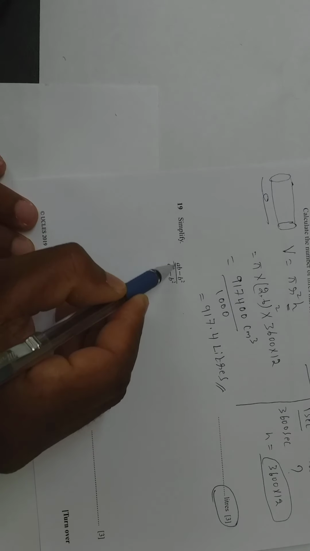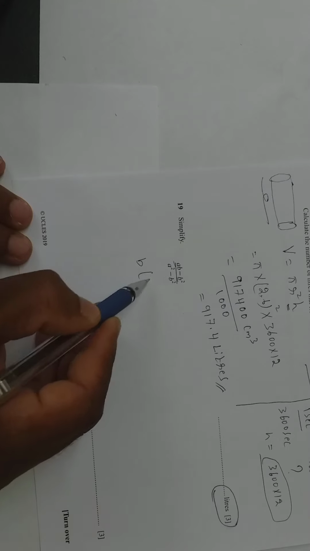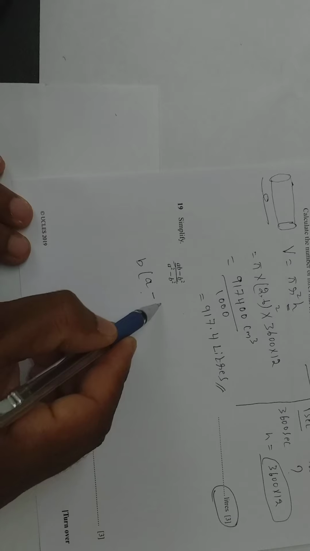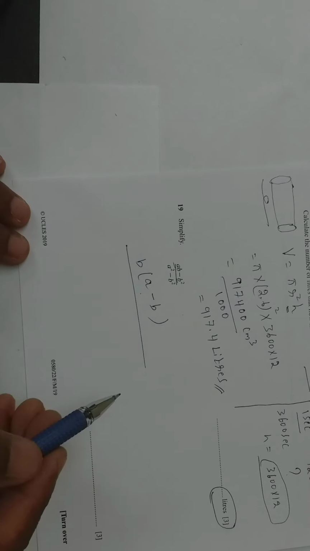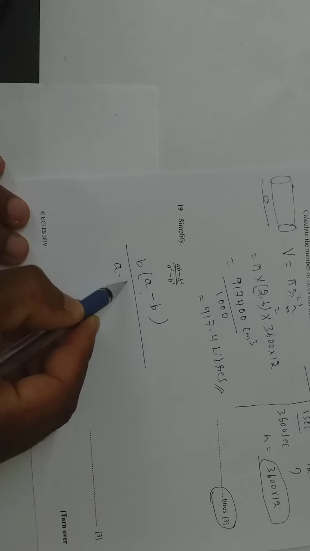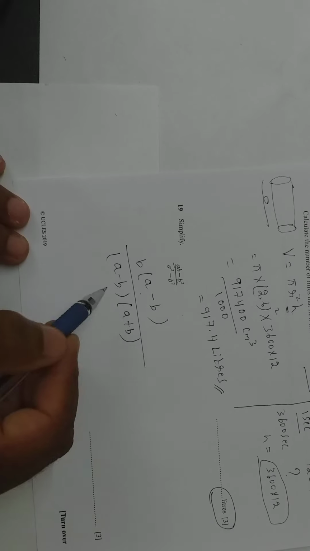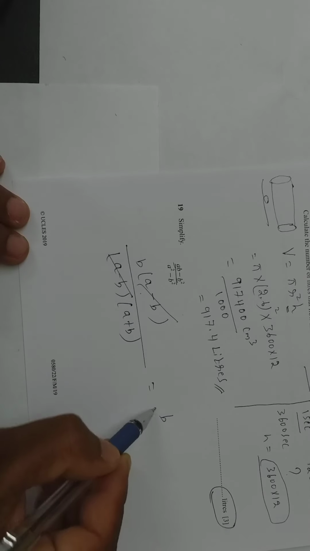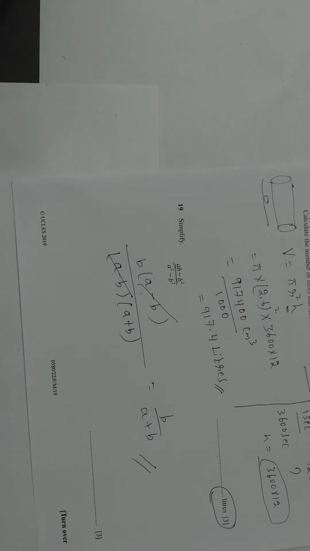Now simplify. In the numerator, what can be taken common? Only b can be taken common. So from AB, b is gone out, so it is a. B square, b is gone out, it's b. Denominator a square minus b square. What is the formula? A minus b into a plus b. Now what gets cancelled? A minus b gets cancelled. So what is left? B by a plus b is the answer.